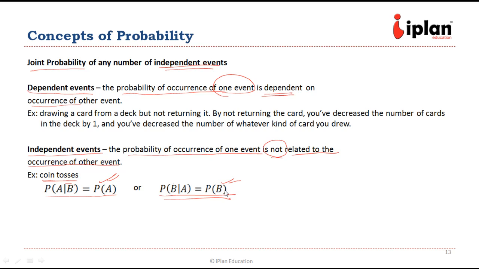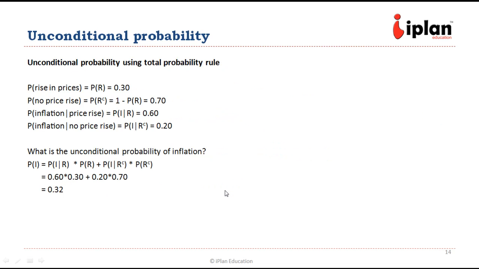So now let us move to the next slide. We are talking about unconditional probability using the total probability rule, which we have studied in the previous slide. For example, in this example, there are two events. One is price rise, another is inflation. So there are two possibilities. The inflation can happen when the price rise is already there, or inflation can happen when price rise is not there. So the probability of rise in prices is given, which is 0.3. So we can calculate the probability of no price rise, which is 1 minus 0.3, which is 0.7.